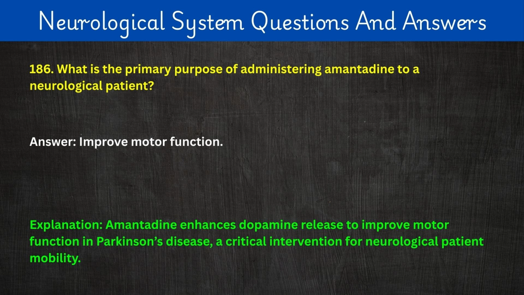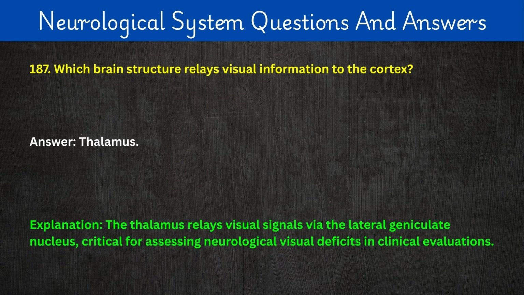186. What is the primary purpose of administering amantadine to a neurological patient? Answer: improve motor function. Explanation: amantadine enhances dopamine release to improve motor function in Parkinson's disease, a critical intervention for neurological patient mobility. 187. Which brain structure relays visual information to the cortex?